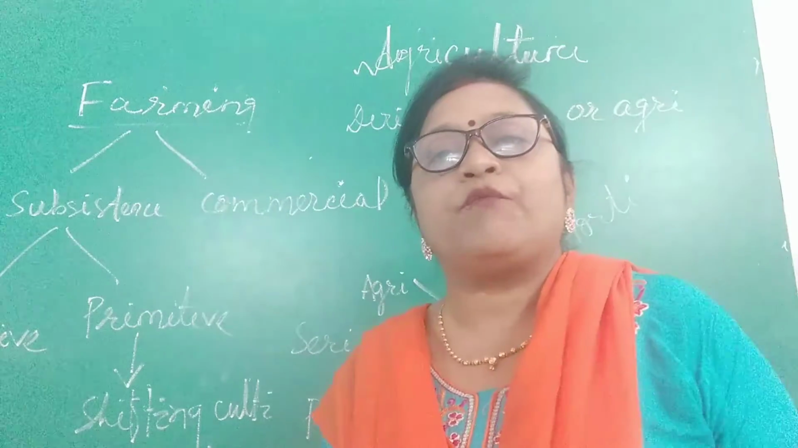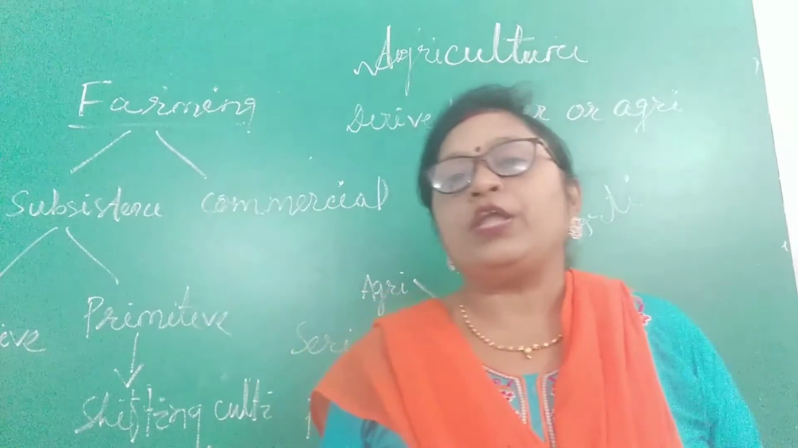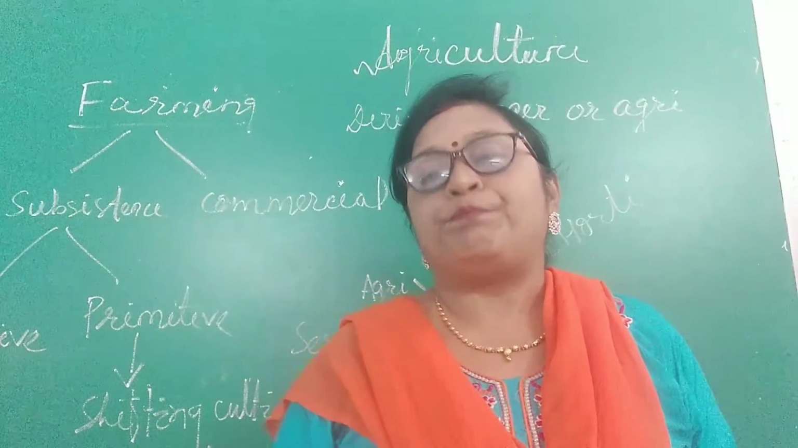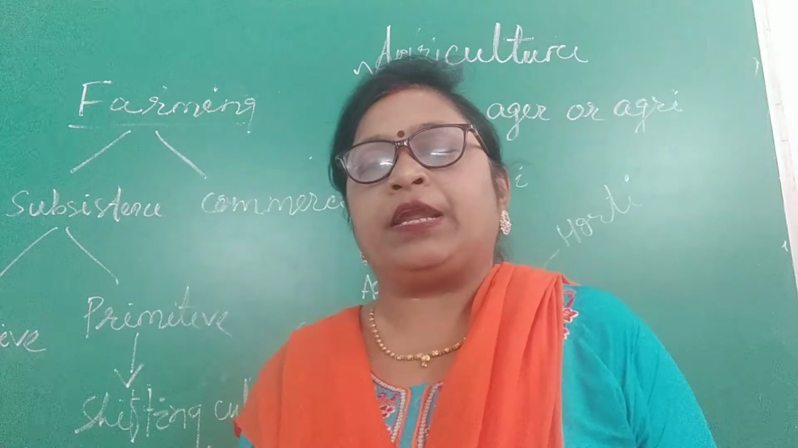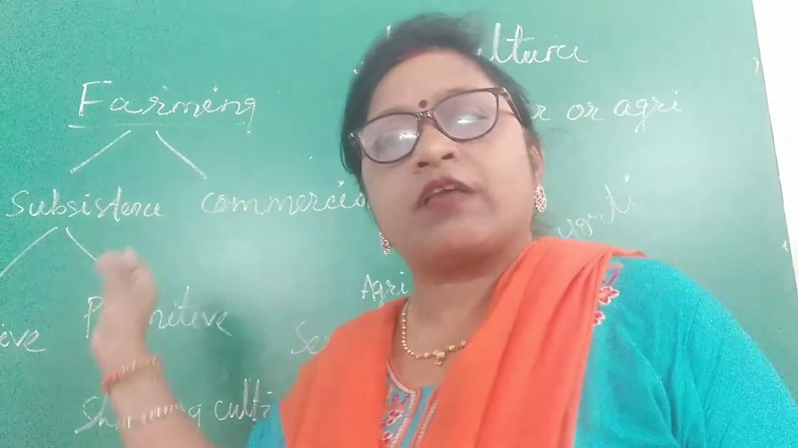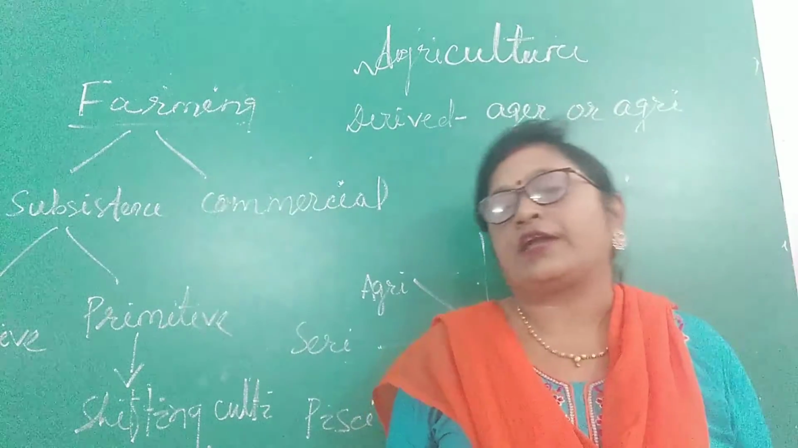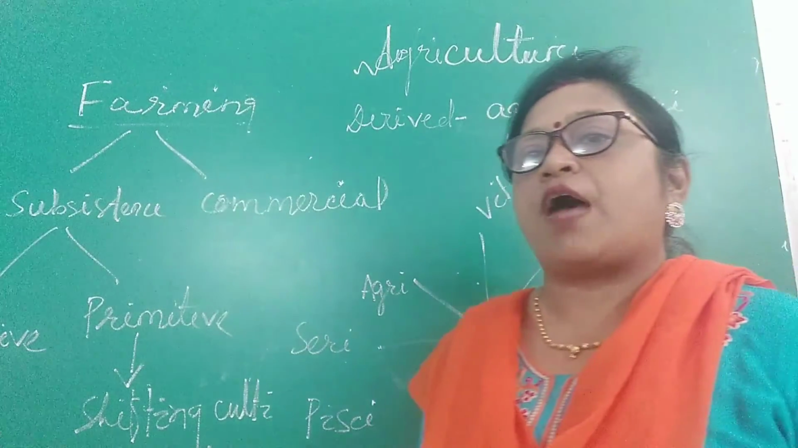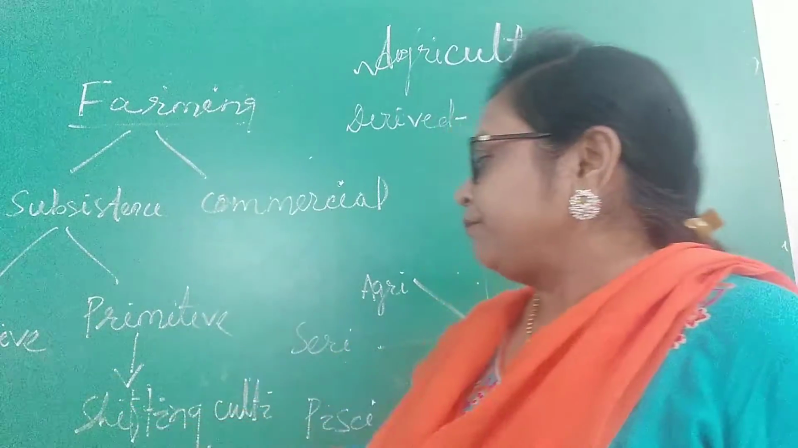And commercial farming is where everything is done on a large scale, and it is not only for the farmer's family but mostly for commercial purposes. That means by selling the product they earn money. Instead of using it at home, they sell the product and get money. That is commercial farming, and it is done on a large scale, mostly using sophisticated equipment and machines.